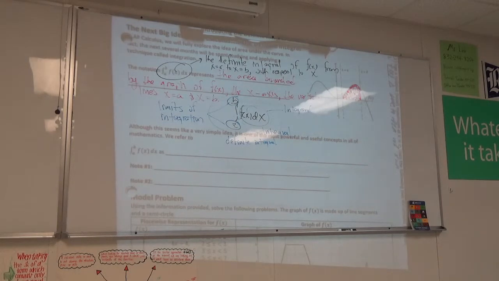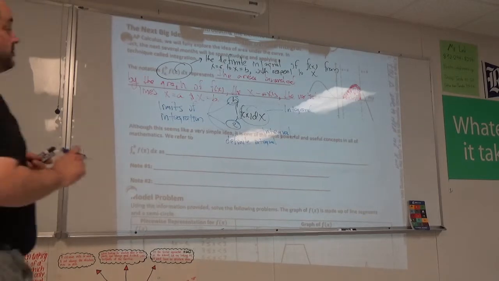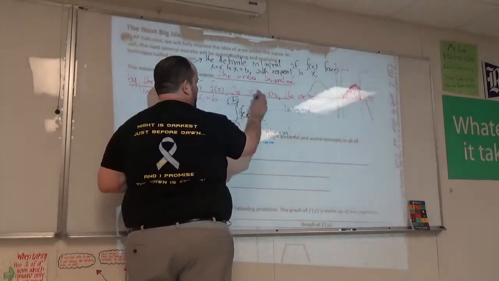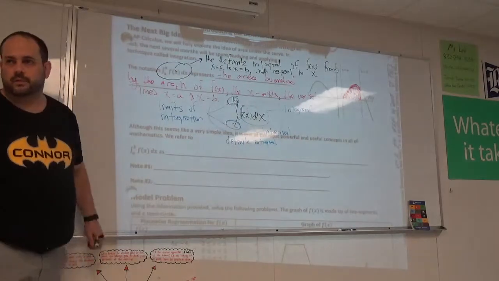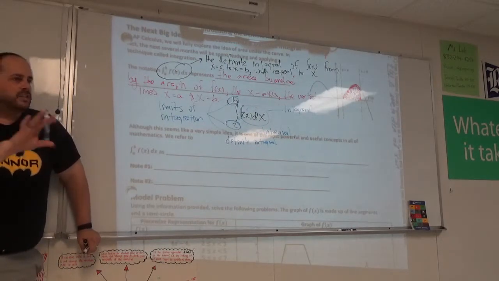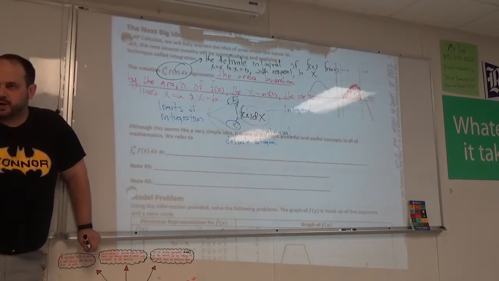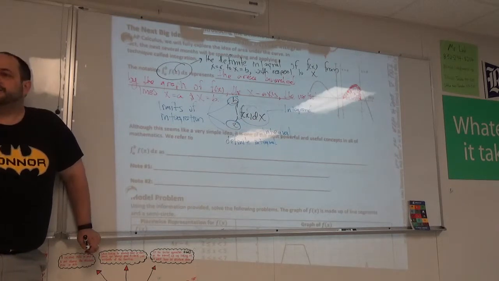Where's the definite integral from? The definite integral is everything. The whole thing taken together is what we're going to call the definite integral. Okay? Don't get overwhelmed. It's just vocabulary, right? And we're going to use it all the time. What I care about is, what does this actually mean?